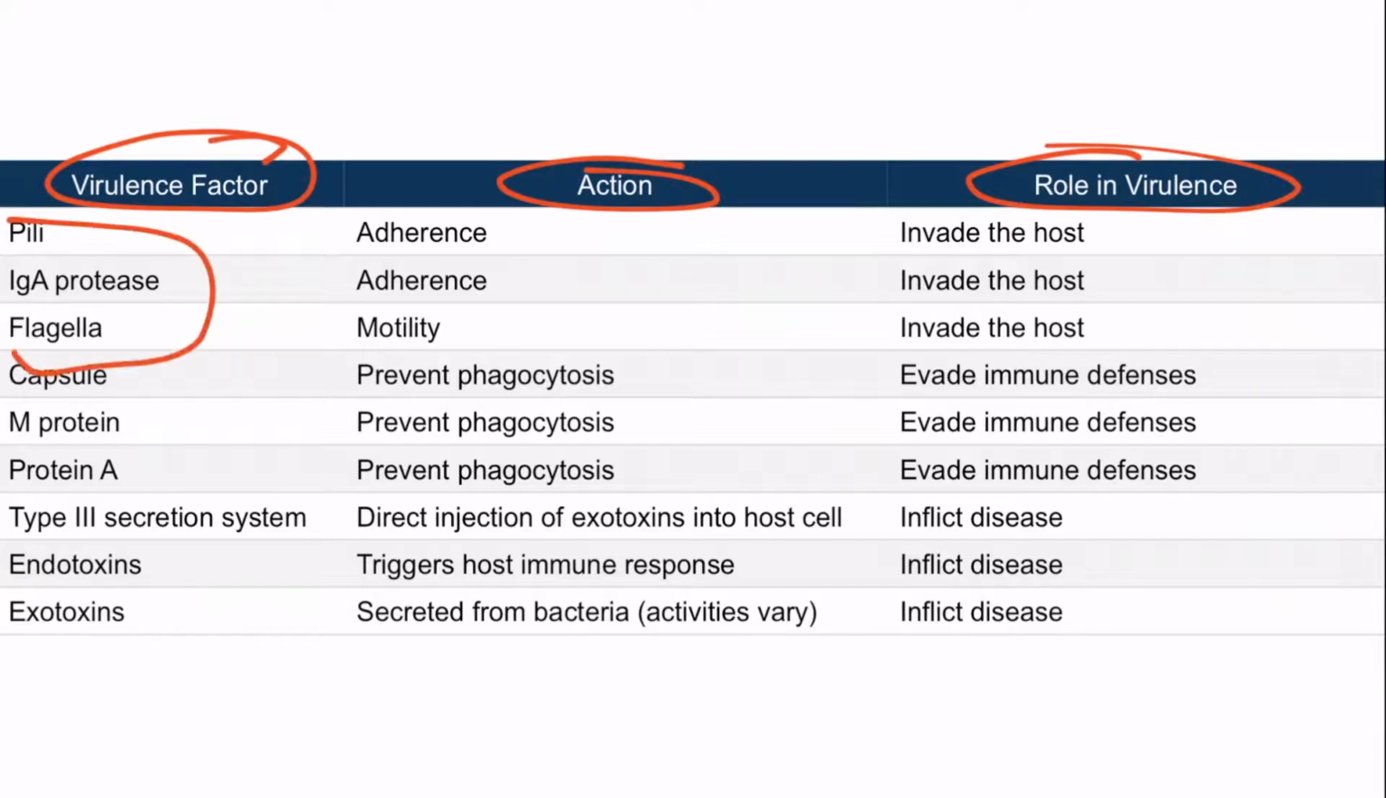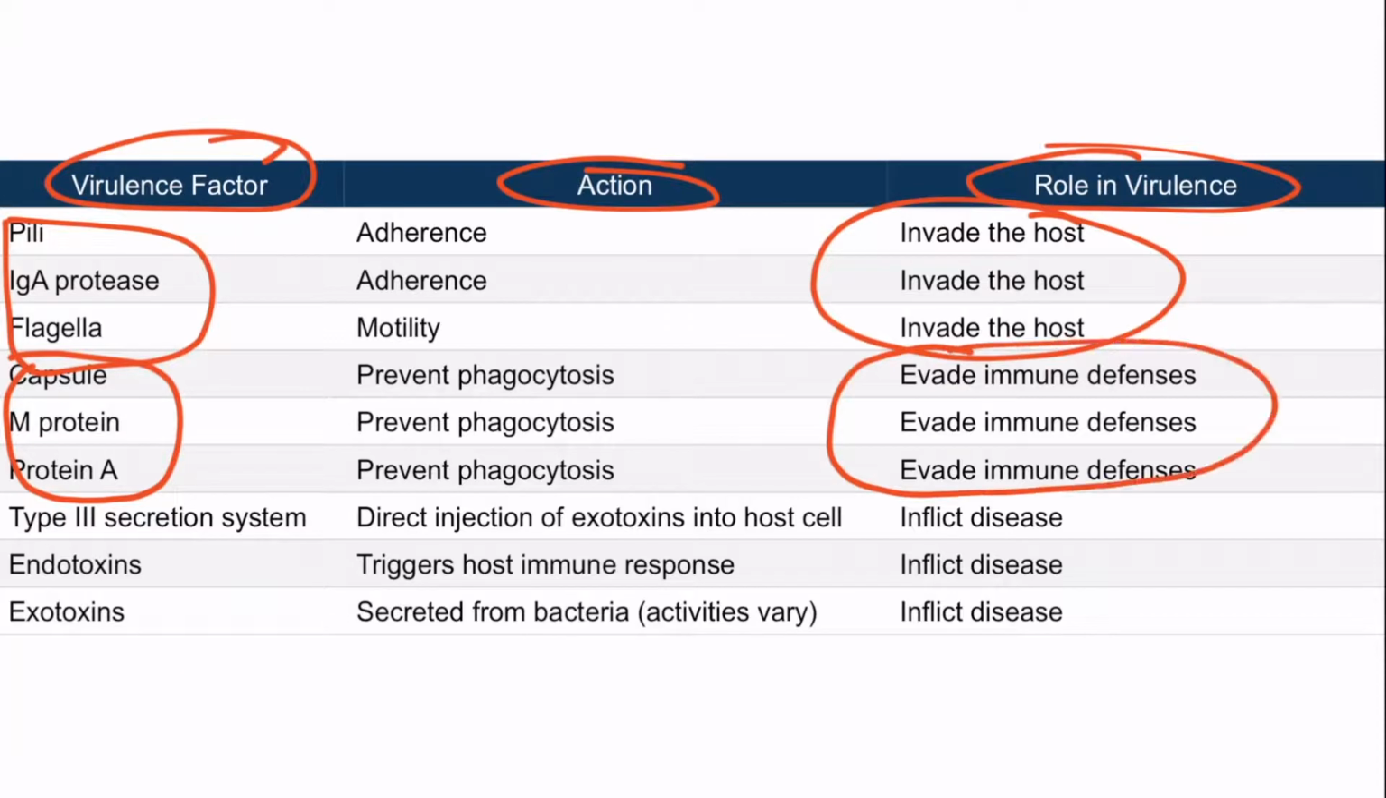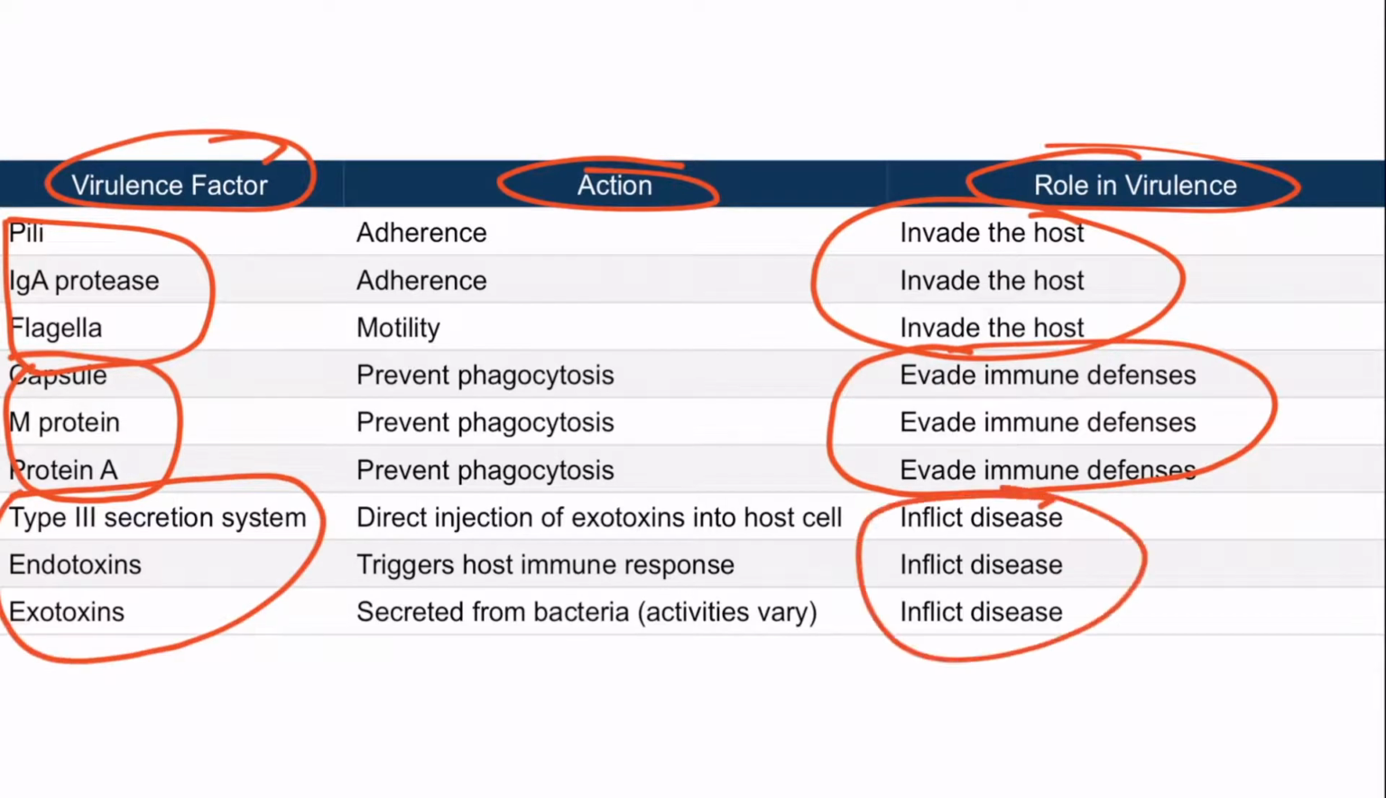When you look at these top three, you can see that they increase virulence by helping the bacterium invade the host. The next three increase the virulence by allowing the organism to evade immune defenses. And the bottom three increase virulence by allowing the organism to inflict disease.